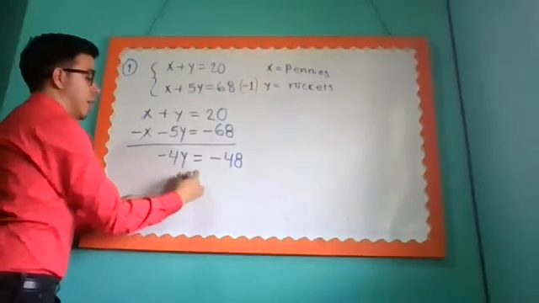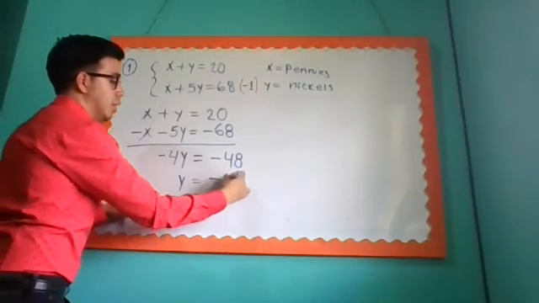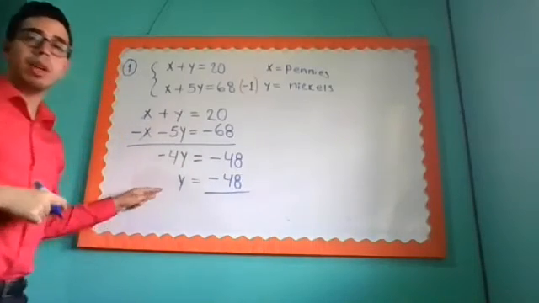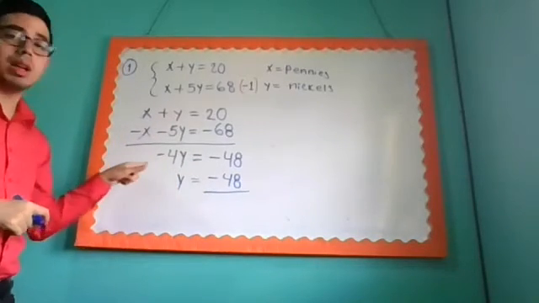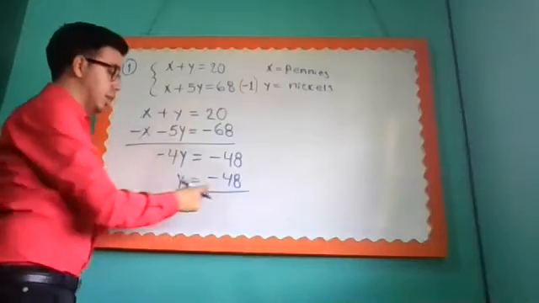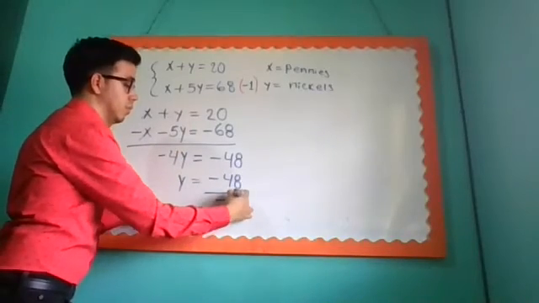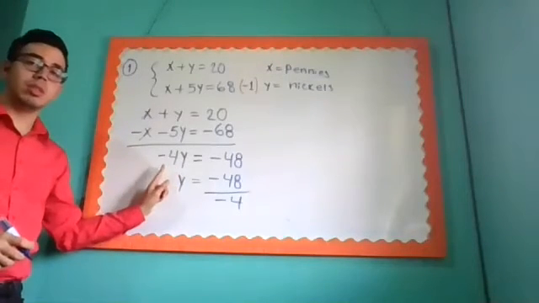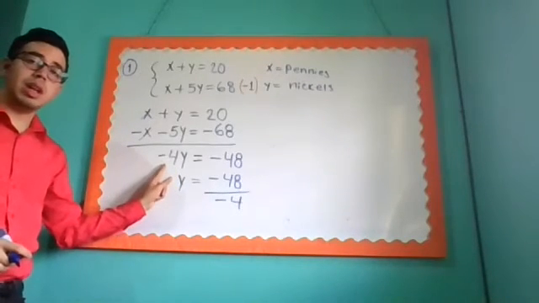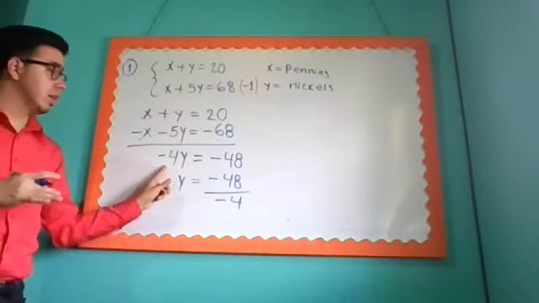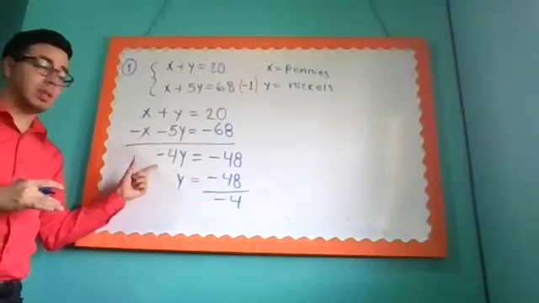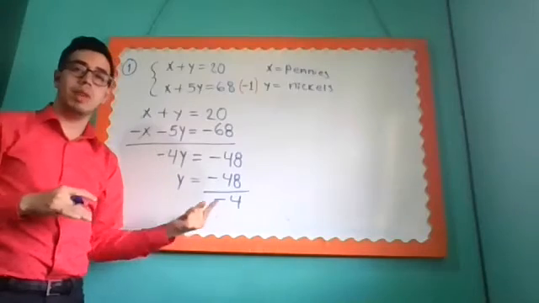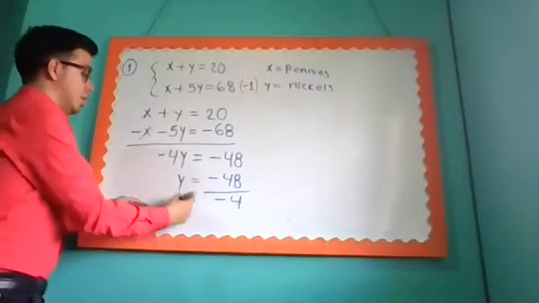Then I have that y is equal to -48 divided by -4. Okay. The -4 that is multiplying my variable, I need to pass it to divide. Look, that is -4 multiplying the variable. It's not a subtraction. It's not 4 minus y or something like that. The -4 is completely multiplying the variable. So I pass it, including the negative, to divide, okay?